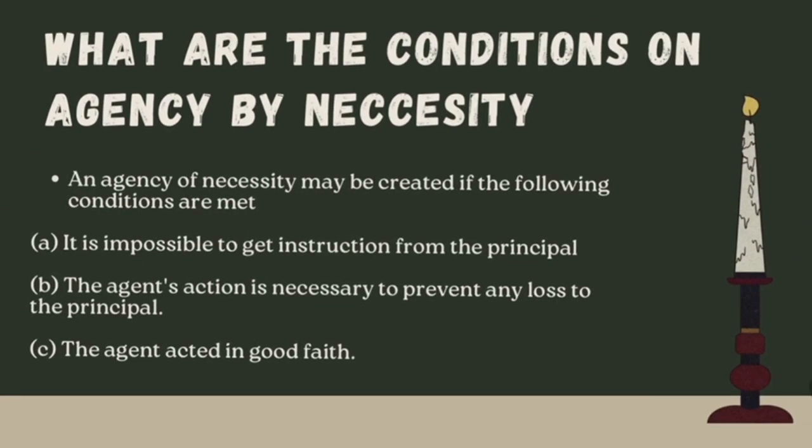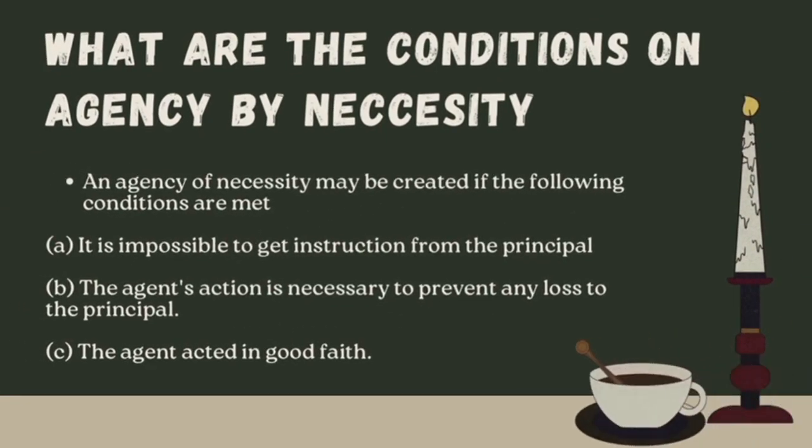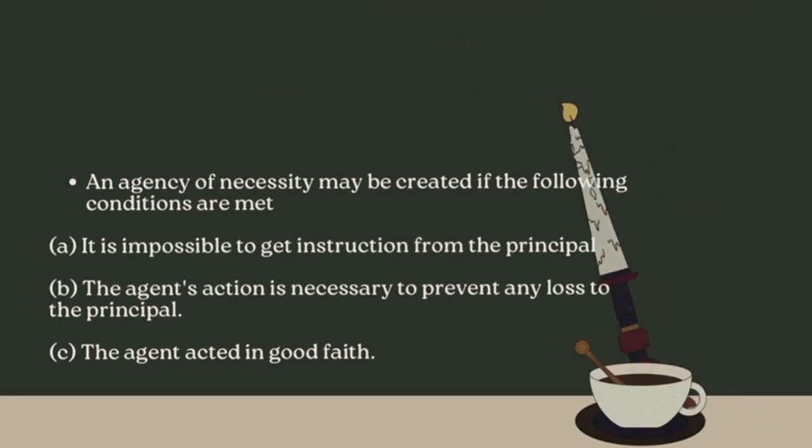What are the conditions on agency by necessity? An agency of necessity may be created if the following conditions are met. A. It is impossible to get instruction from the principal. B. The agent's action is necessary to prevent any loss to the principal. C. The agent acts in good faith.